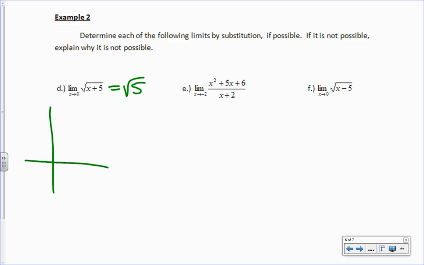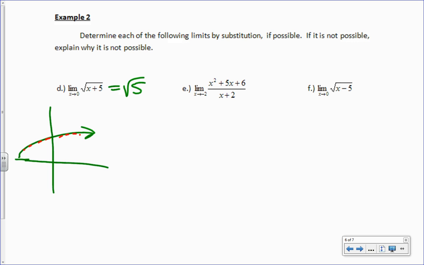Now how about this graph? This is the, well, I probably should have made it a little further over. This is the square root graph moved, nope, left 5, right? So it'll be something like that. So as x approaches 0, are they both approaching the same value? Yeah, happens to be the square root of 5, right?